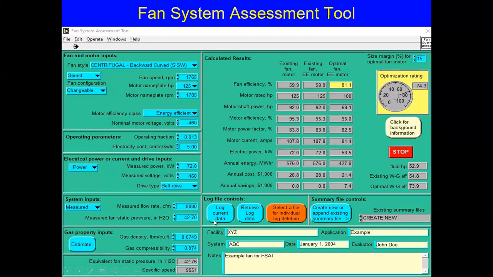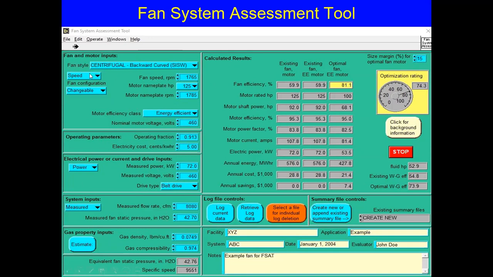Okay, so this is the FSAT screen. This is a screen capture. I've got it live here in just a second. We can go to it, but I think this might be easier for you guys to see. All of the inputs are over here. You've got a bunch of different fans modeled, different styles and all that sort of thing.